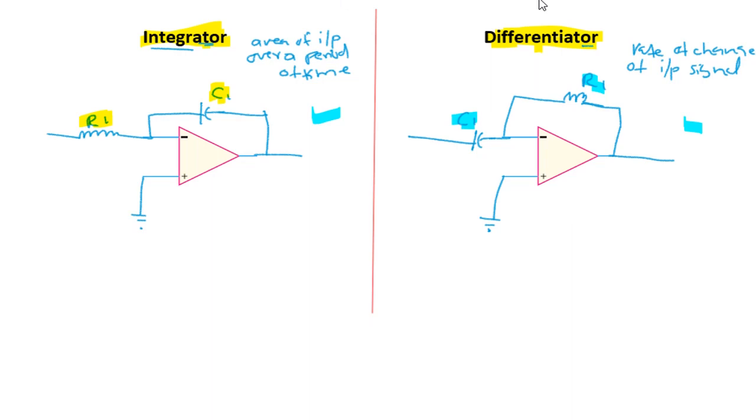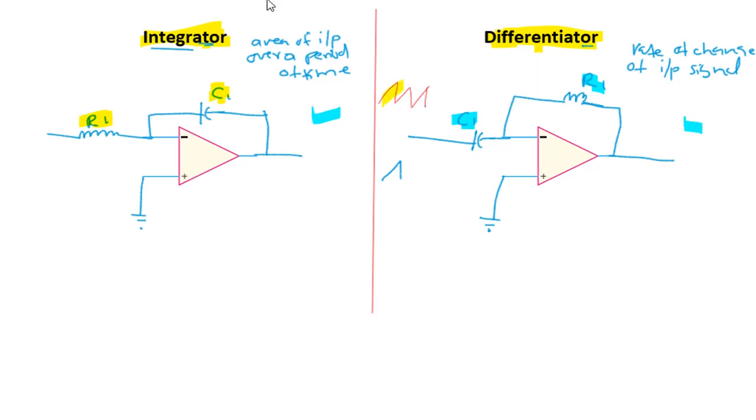And if you give a ramp voltage, a triangular input here, let's change the color. So I am giving an input like this. This is a triangular wave. Now if you differentiate, the output waveform will be a differentiation of this input waveform.